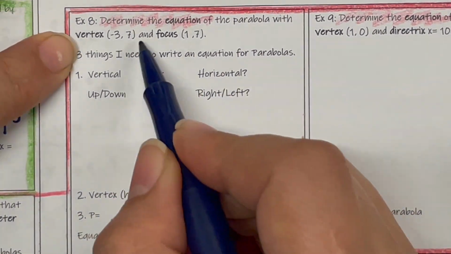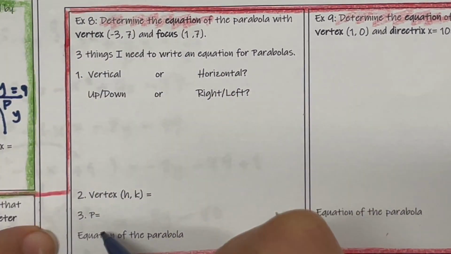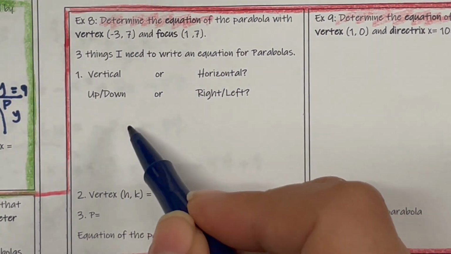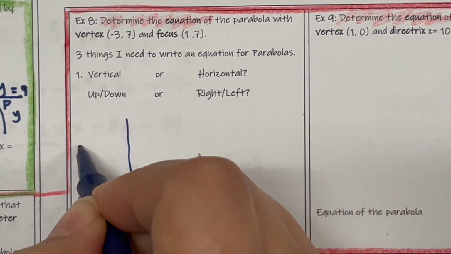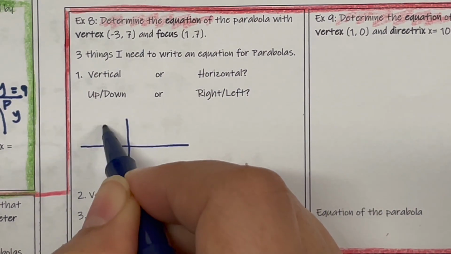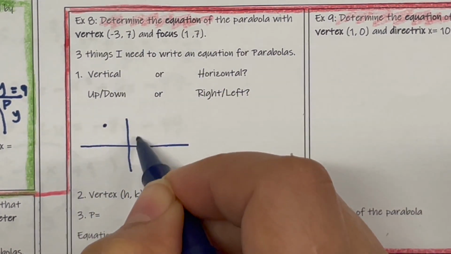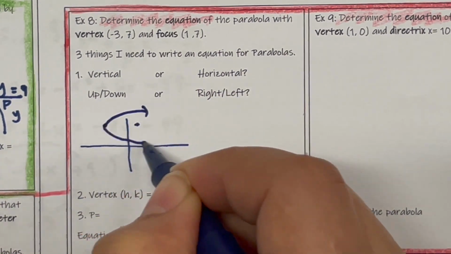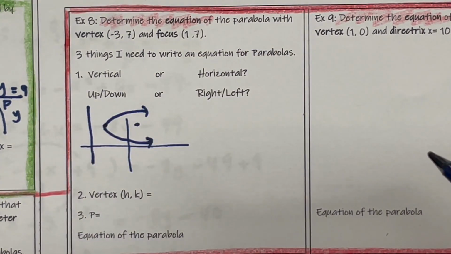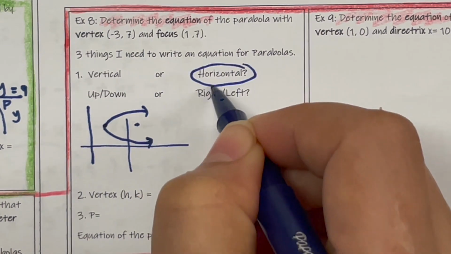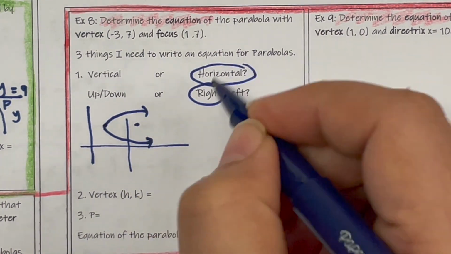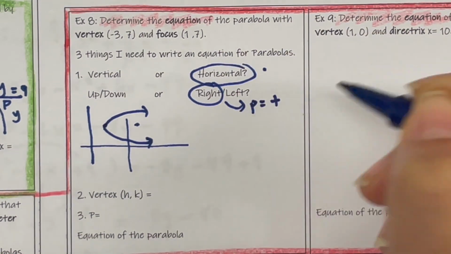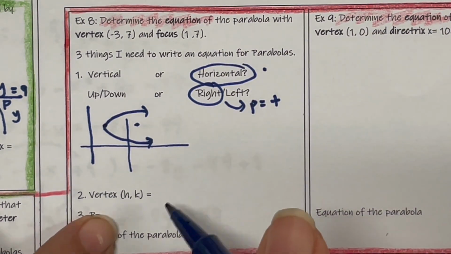All right, let's take a look at another one. Again, three things every single time: direction, vertex, P. You're given the vertex already, that's cool. Is this up or down? Let's sketch it to look. (-3, 7) is about there, and (1, 7) is about there. If the vertex is there and the focus is that, it has to open to the right, which means the directrix is on the other side. So it opens to the right, which means P is positive and it's y squared.